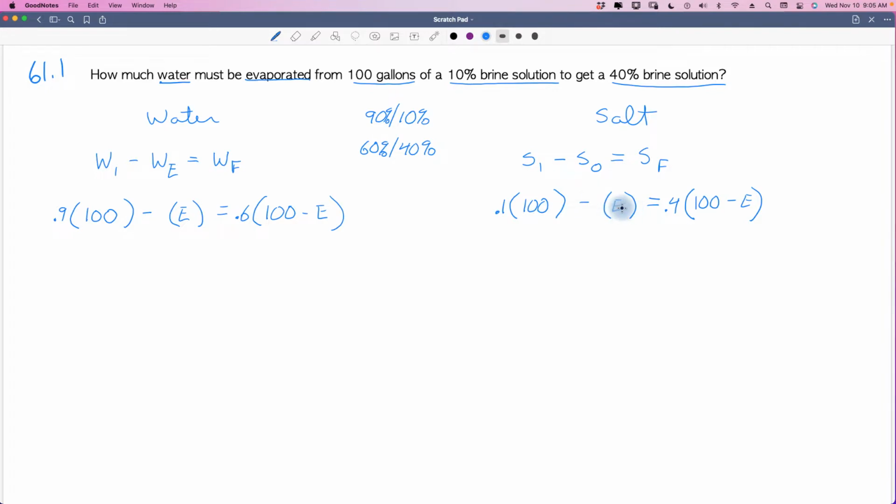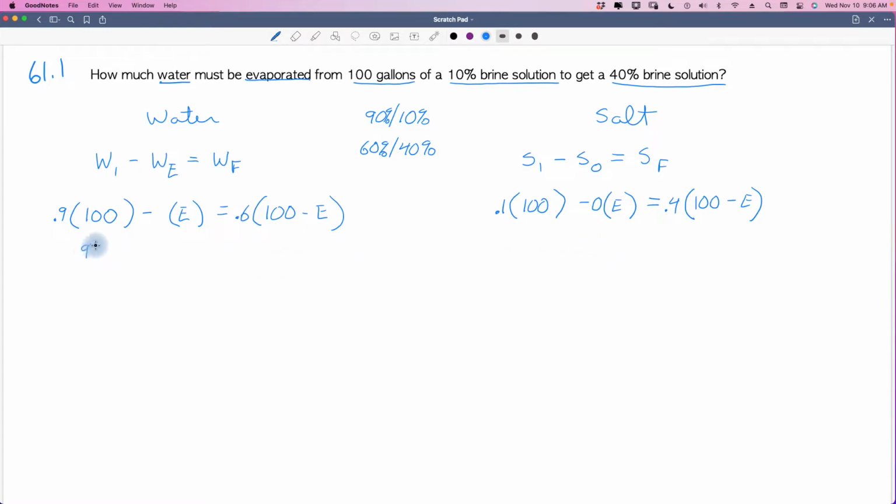On the other hand, when we think about the salt, none of the salt is going to be evaporated. What's going to be evaporated is water. It tells us that up here, how much water must be evaporated. So no salt is going away. So we're going to put a 0 next to the E because we're not going to evaporate any salt. So that just makes sense right there.